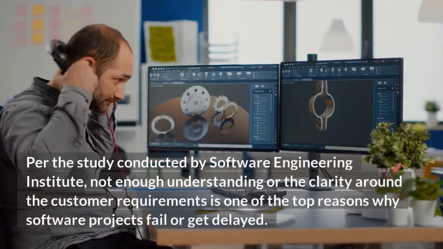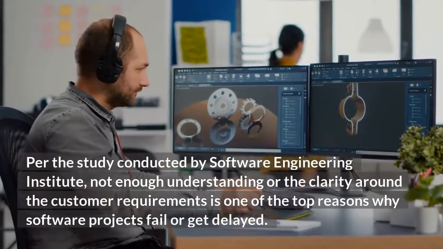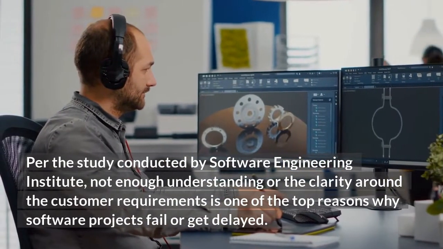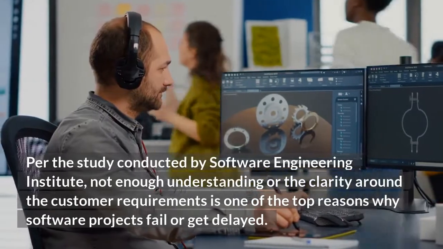For the study conducted by Software Engineering Institute, not enough understanding or clarity around the customer requirements is one of the top reasons why software projects fail or get delayed.